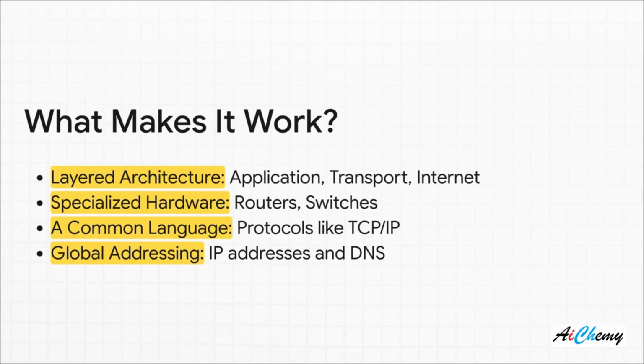So, when you boil it all down, what really makes the internet work? It's these 4 key ingredients, all working together perfectly. You've got a layered architecture, so each part can focus on its own job. You've got specialized hardware, like routers, acting as the traffic cops. You have a common language of protocols, so everyone can talk to each other. And you have a global addressing system, so everyone can be found.